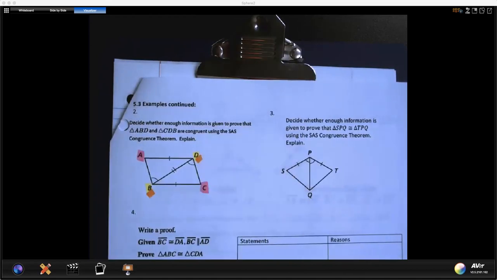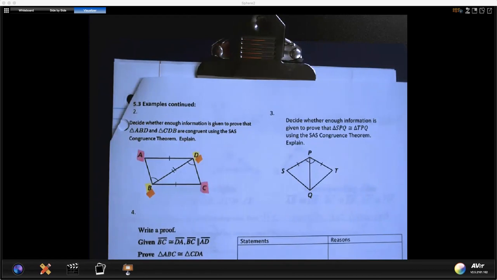I could just say segment DB. Yes. Segment BD or DB is congruent to segment BD or DB. Because it's essentially the same line and it's on top of itself, it has to be congruent to itself. If I'm using it two different ways, it's congruent to itself.